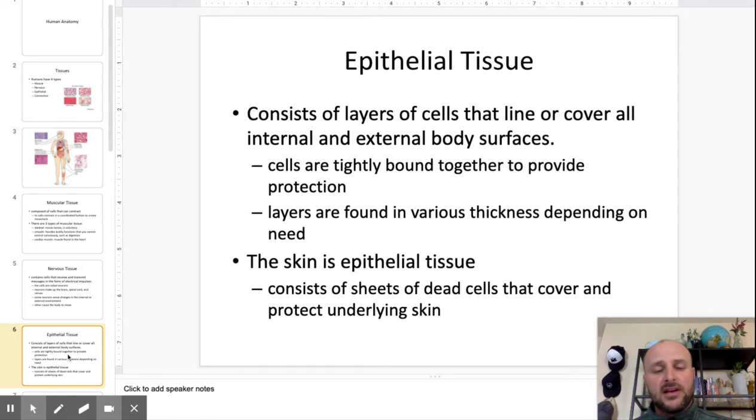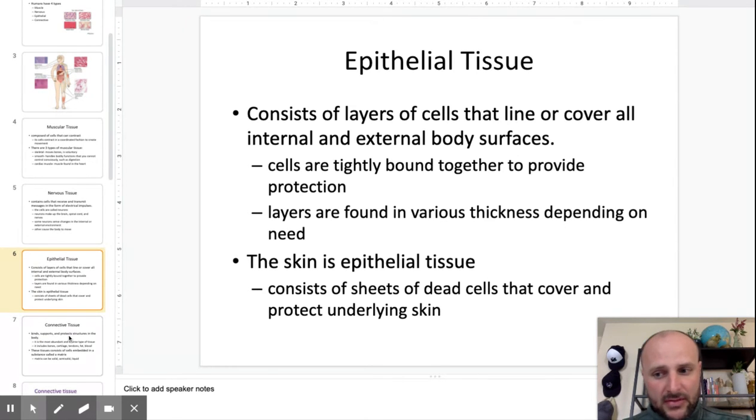The third is epithelial tissue. This is coverings, either internal or external. So your skin is epithelial tissue, but also the covering of your liver might be epithelial tissue, or covering of blood vessels might be epithelial tissue. But it sometimes consists of dead cells, especially the skin, and then other living cells too. So that's epithelial tissue. We'll talk more about that.